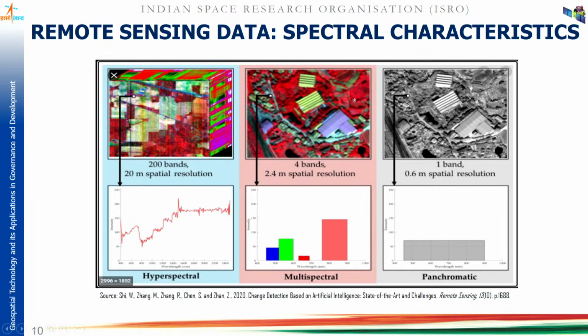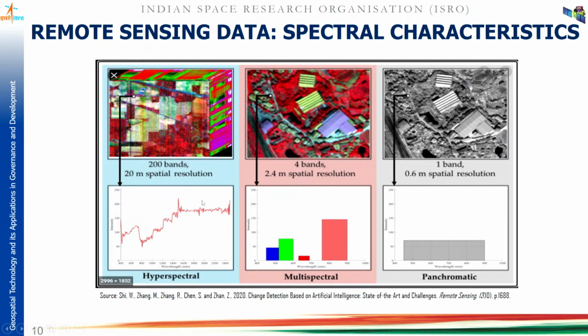So sometimes, based on the spectral resolution or the difference in the spectral curve, you can distinguish more features. Of course, here the spatial resolution has gone down, but the spectral resolution is very high. It has gone down from 0.6 to 20. So here you can identify more features based on the spectral signature.